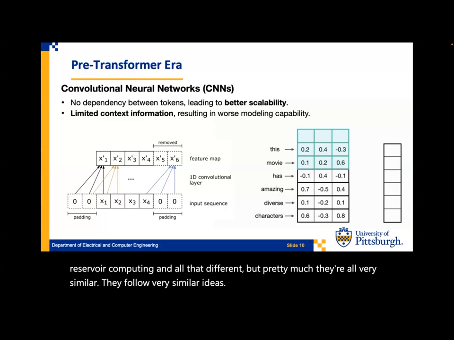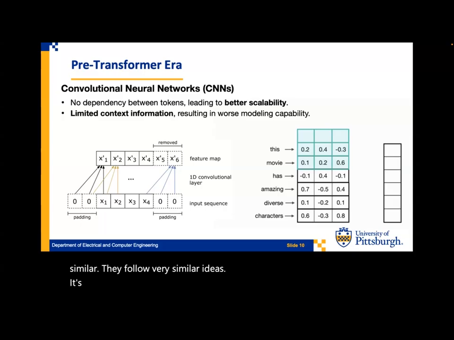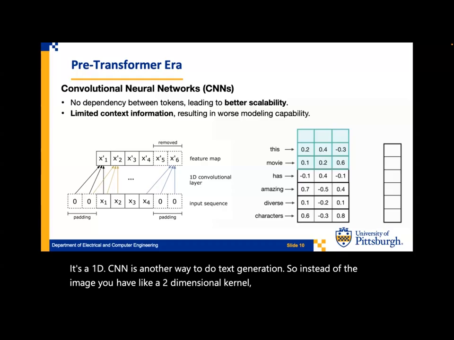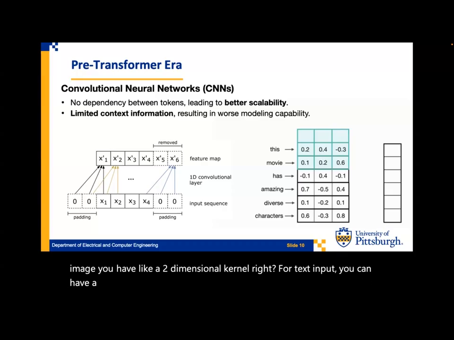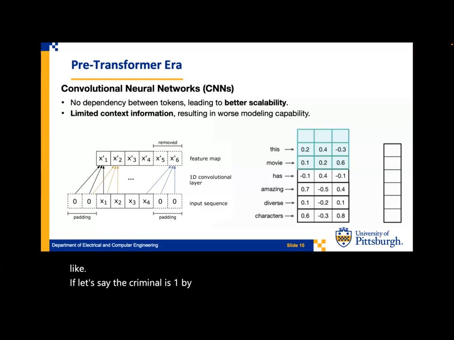1D CNN is another way to do text generation. Instead of the two-dimensional kernel you have for images, for text input you can have a one-dimensional kernel. So basically, it's like one, two, three, four. Let's say the kernel is 1 by 4, so this is the kernel. It's going to go through the inputs. Okay.